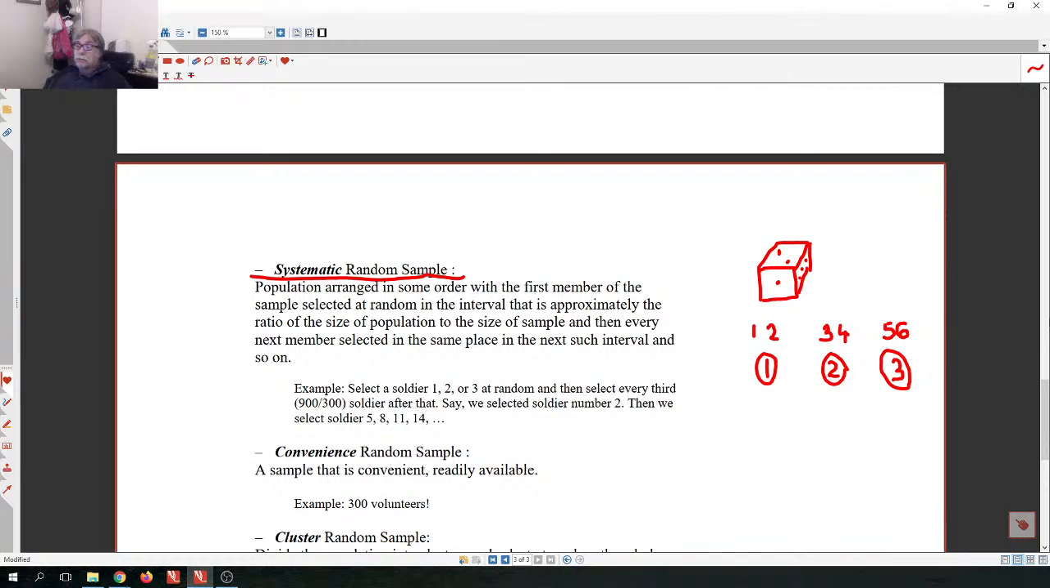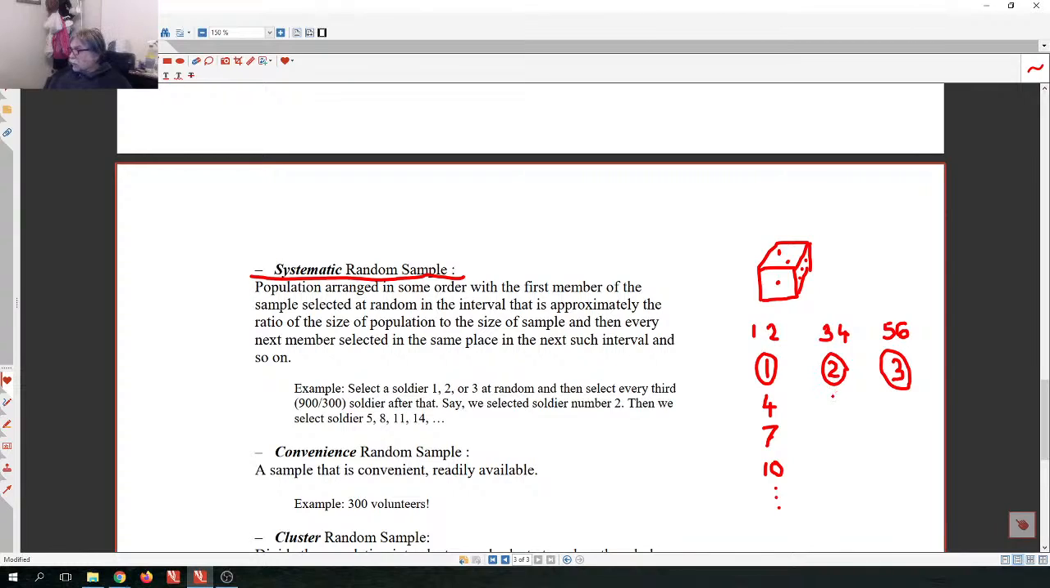Okay, you have to agree this is somewhat unbiased in a selection of a single soldier. They all have equal chance, 1 out of 3, to be in the eventual selection. The number 1, number 2, or number 3. If number 1 is selected, then I will take every third after that: the number 4, the number 7, the number 10, and on you go. And that way I would reach 300.